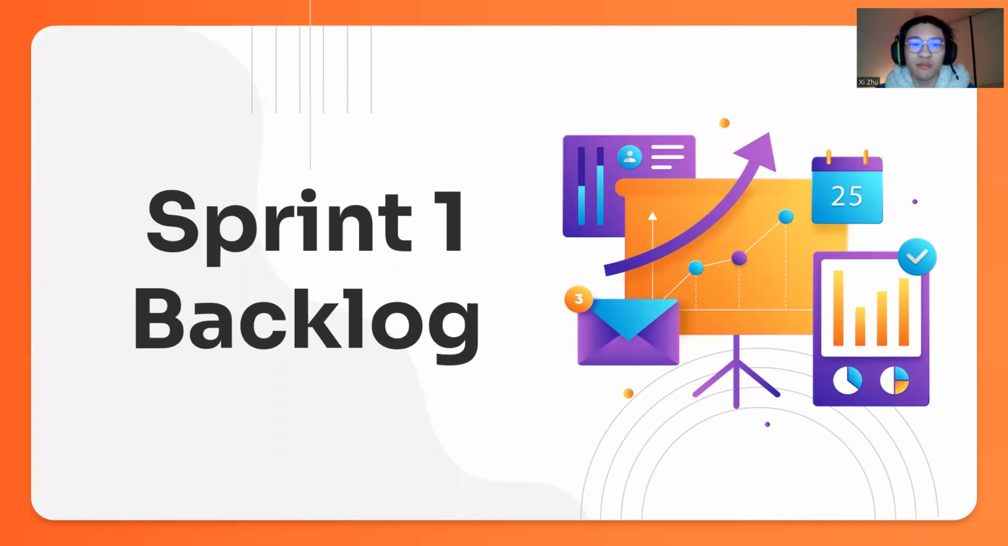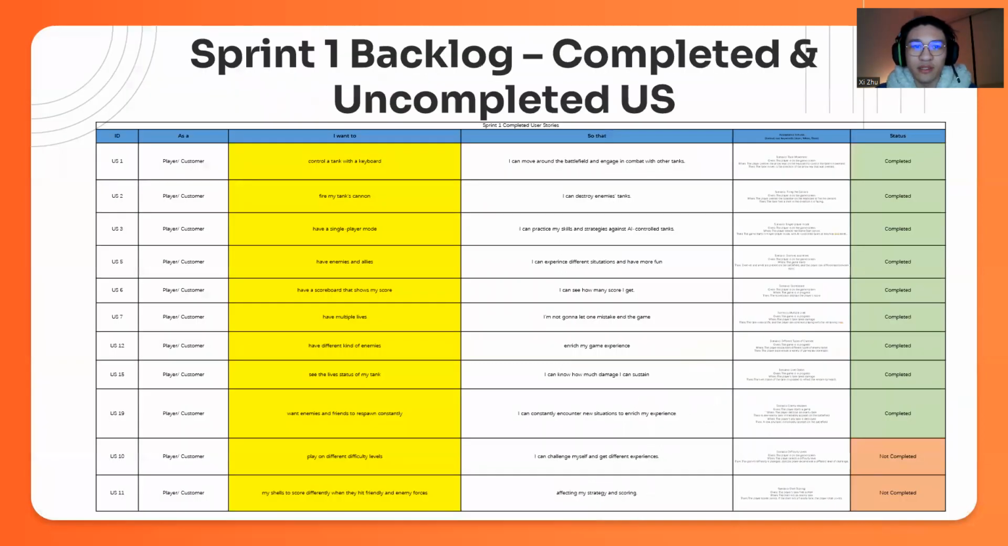And here is my Sprint 1 backlog. In Sprint 1 backlog, I finished 9 user stories, I believe, of all the 11. Actually, there was no time for me to finish the difficulty levels and the bullets that hit differently when players hit friendly or enemy forces.